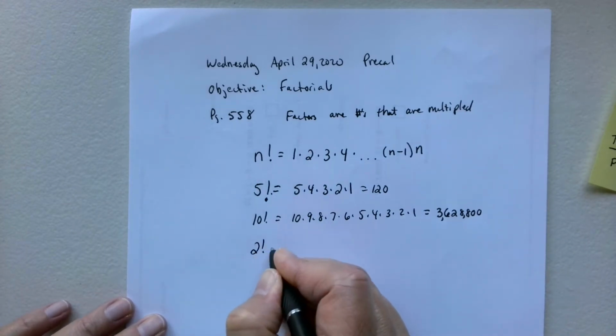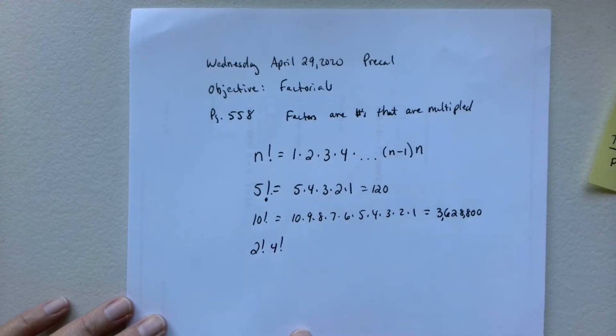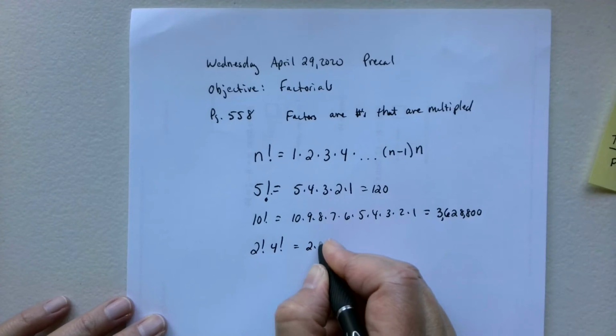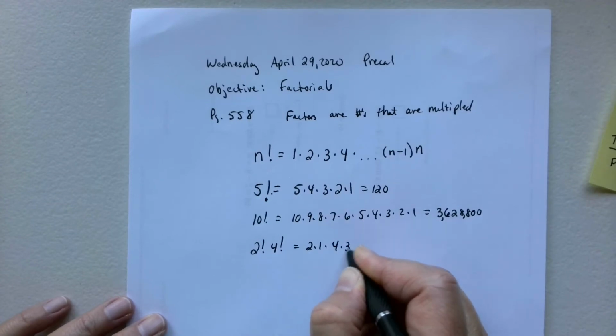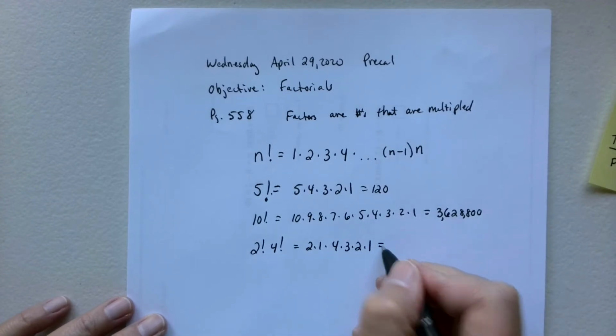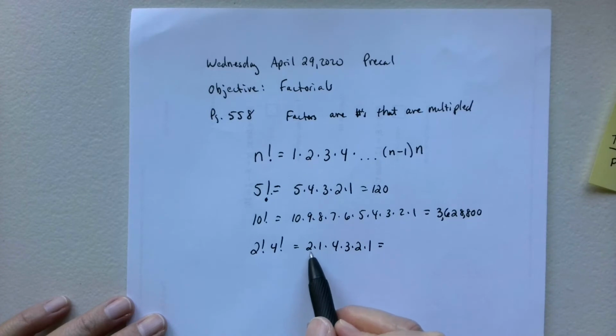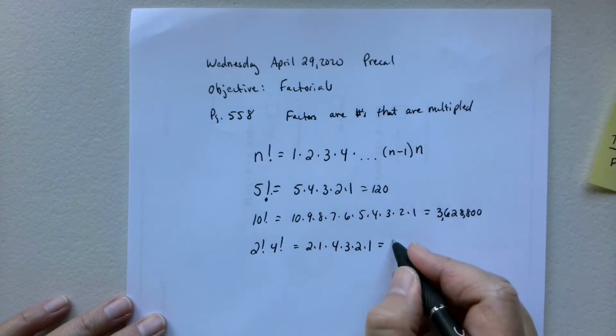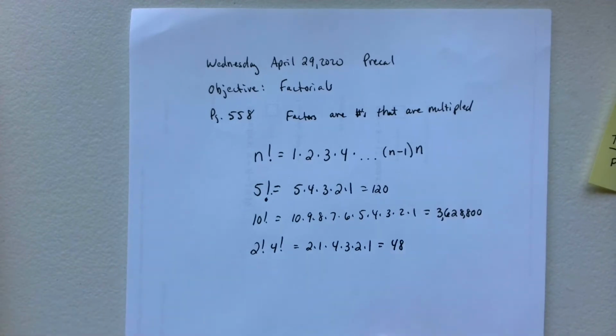We can multiply factorials together. So 2 factorial times 4 factorial will be 2 times 1 times 4 times 3 times 2 times 1. And so here we would have 2 times 4 is 8, times 3 is 24, 24 times 2 is 48.